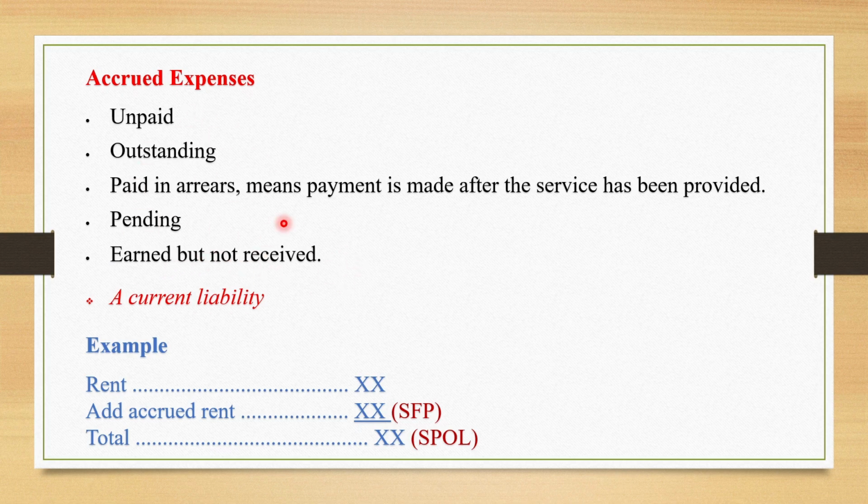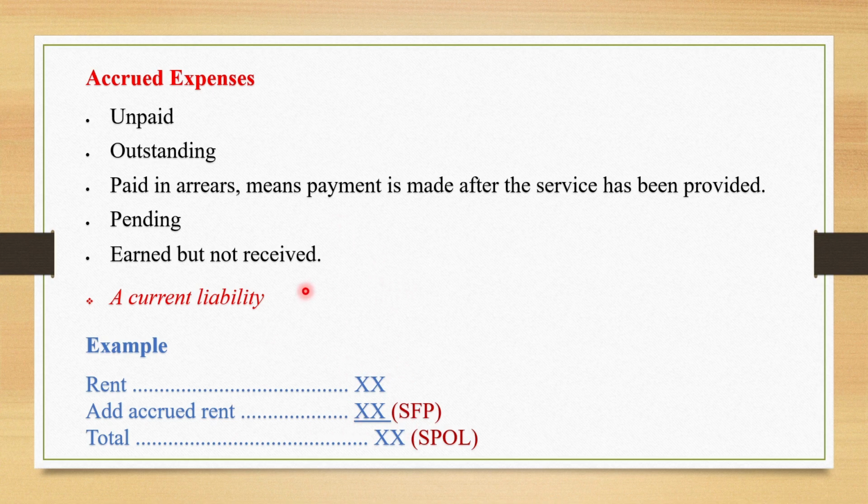So whenever you see outstanding and paid in arrears, these accrued expenses are being recorded in current liabilities. Yes, in current liabilities. For example, you can have rent for the year, and also you have accrued rent for the previous year. Then you make the total.